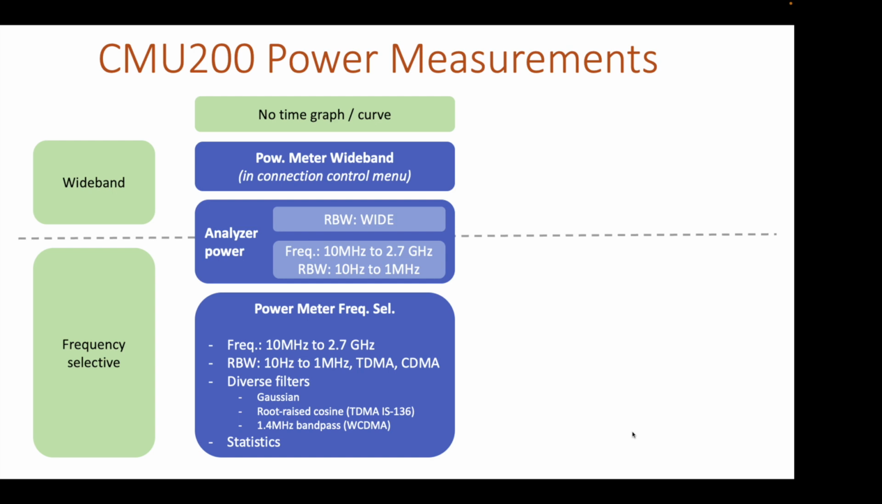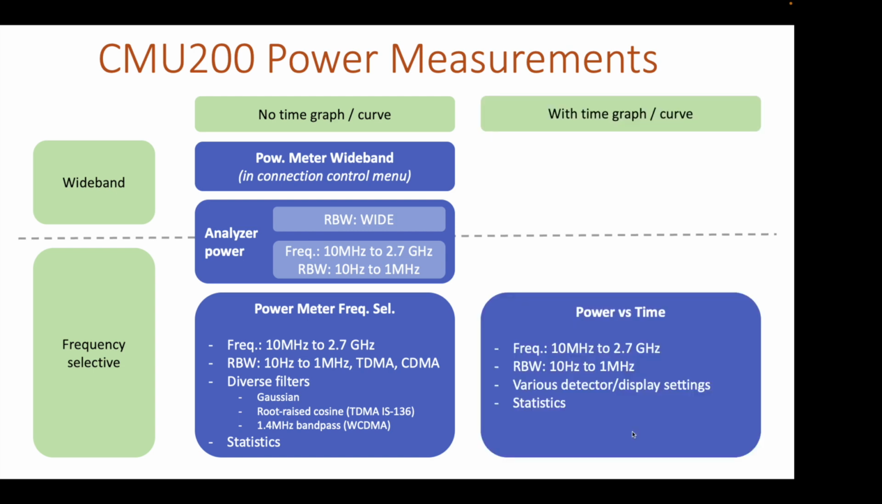And in that respect, we also have a number of filters there, not only Gaussian, but also filters that are particularly defined in the US TDMA standard and in the wideband CDMA standard. So we can properly determine the in-band power and the out-of-band powers within these signals that we're measuring. And we also have a couple of statistics functionalities here.